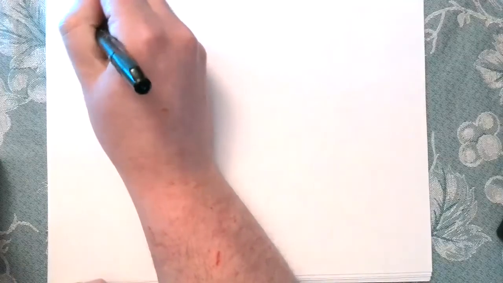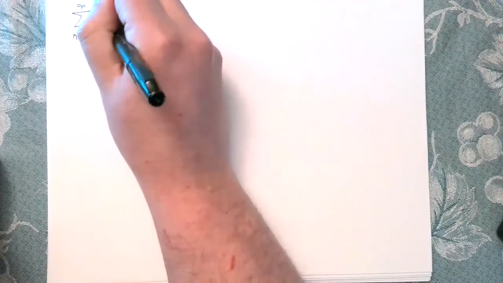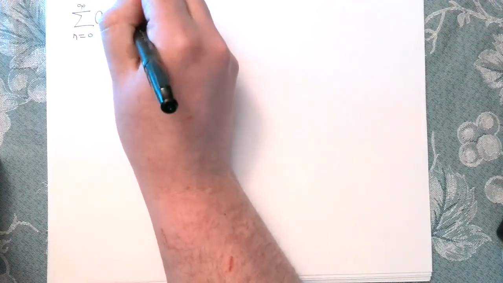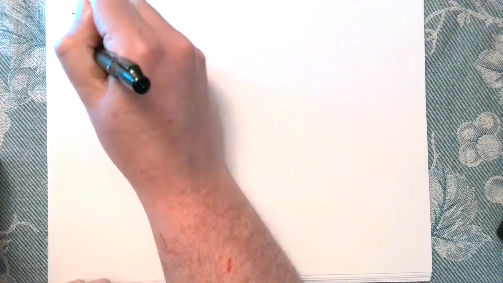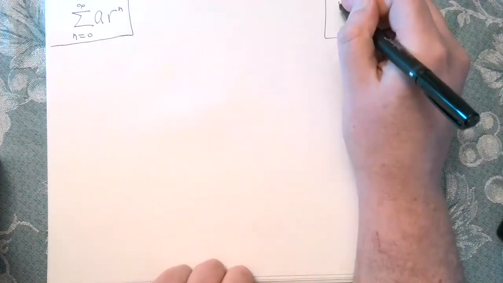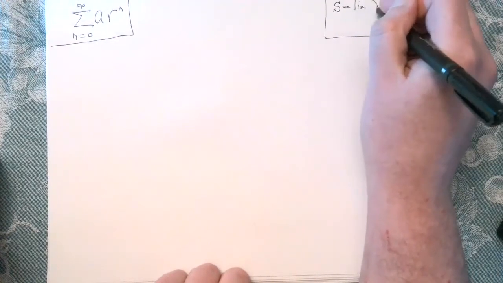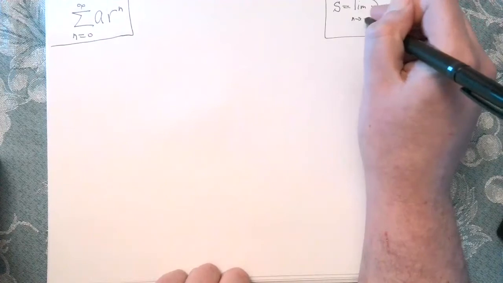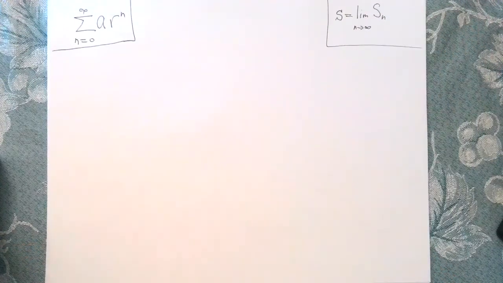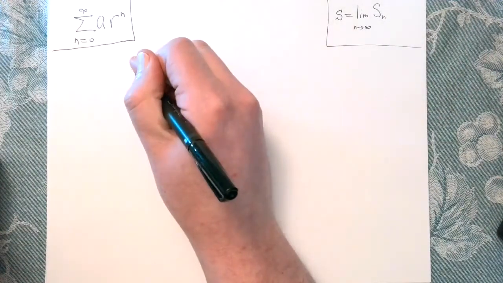Okay, so our goal series to work with is a series from n equals 0 to infinity of a times r to the n. So we want to find the sum of that. Remember, the sum, let's call that sum s, is the limit of S sub n, the sequence of partial sums. So in order to get our hands on that, the first thing we want to do is write out S sub n. That's the sum of the first n terms.